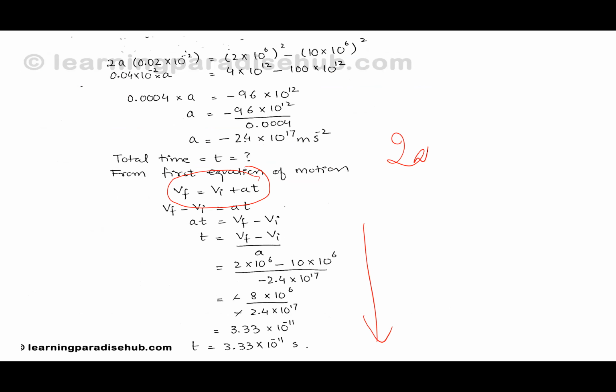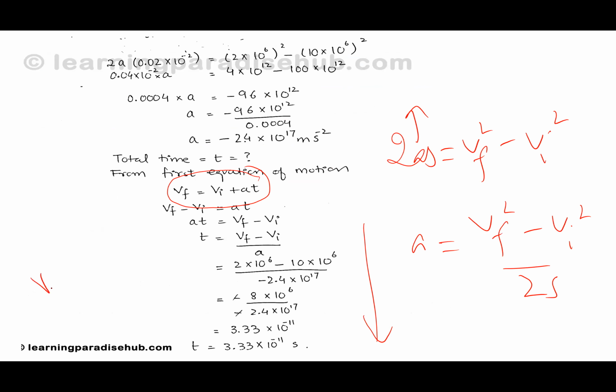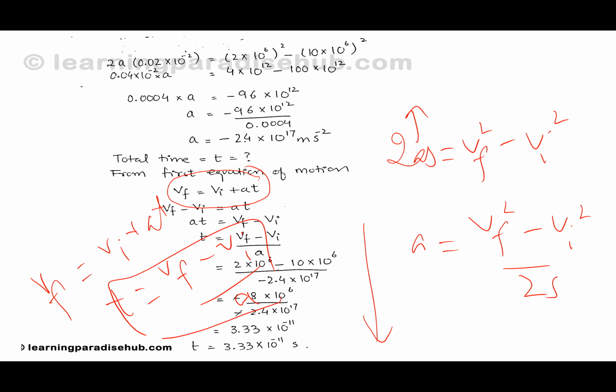So 2as is equal to v squared minus vi squared. You will use this equation for acceleration. So you will write a is equal to v squared minus vi squared divided by 2s. And for timing, use v is equal to vi plus at. t is equal to vf minus vi divided by a. You can solve this equation.